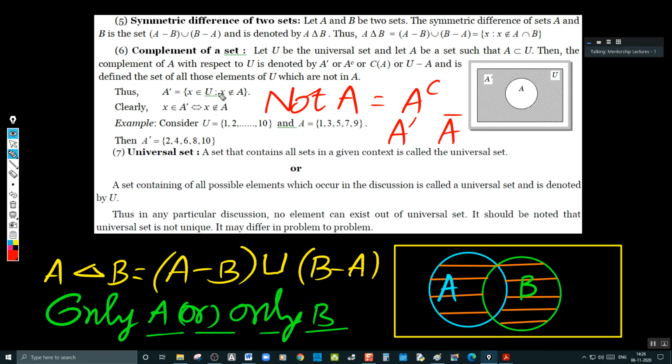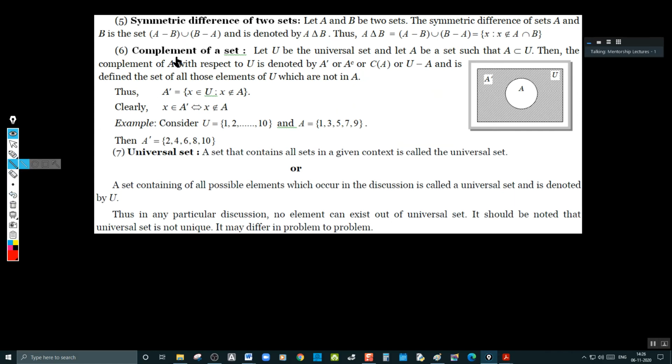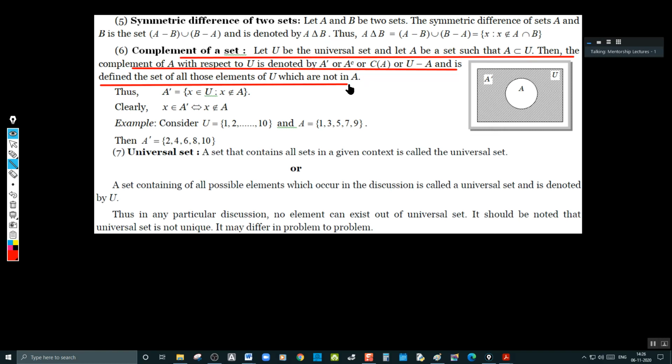So U is the universal set. Let me show you the definition. Complement of a set: let U be the universal set, and let A be a set such that A is a subset of U, a proper subset of U. Then the complement of A with respect to U is denoted by A dash or A complement or C of A (this third one is not generally used), or U minus A, and is defined as the set of all those elements of U which are not in A.